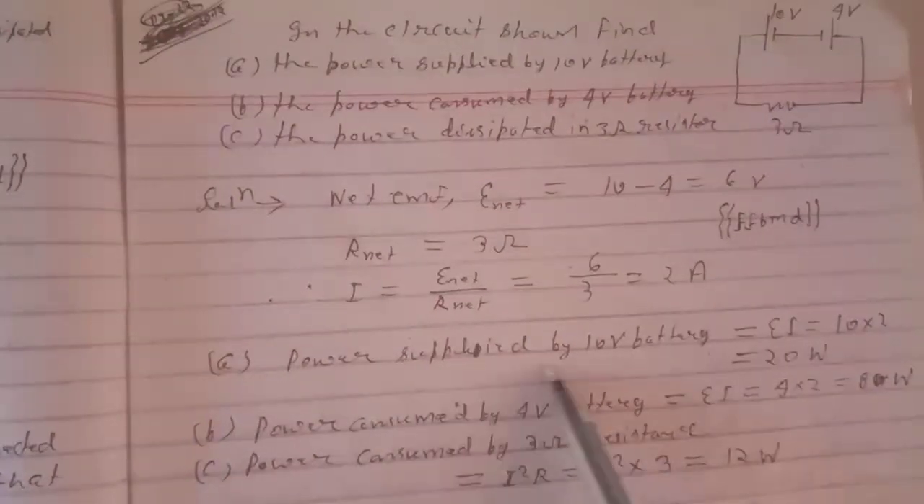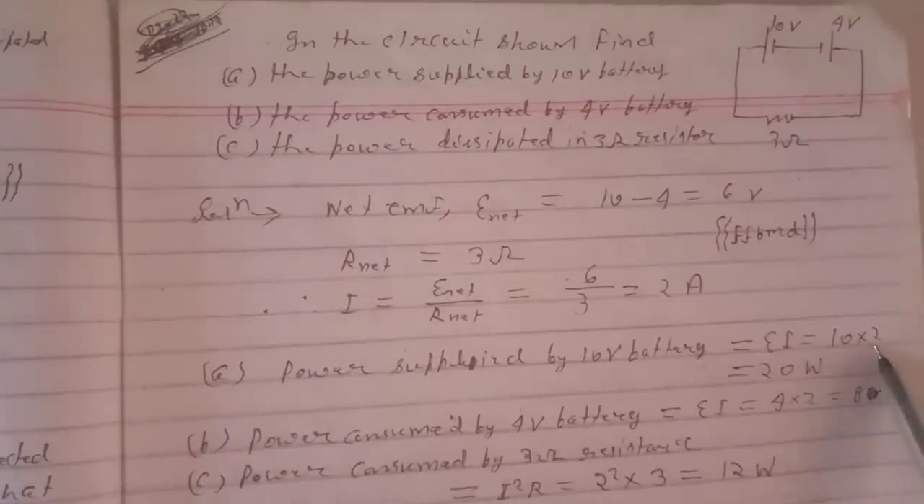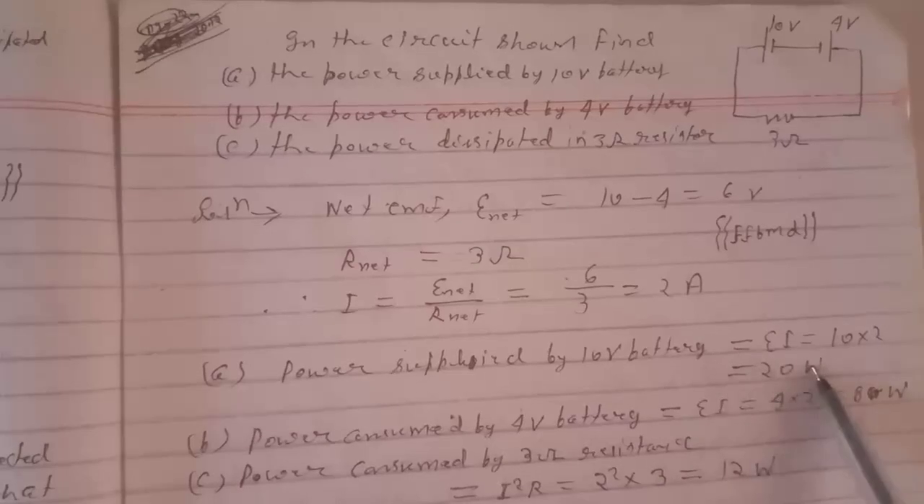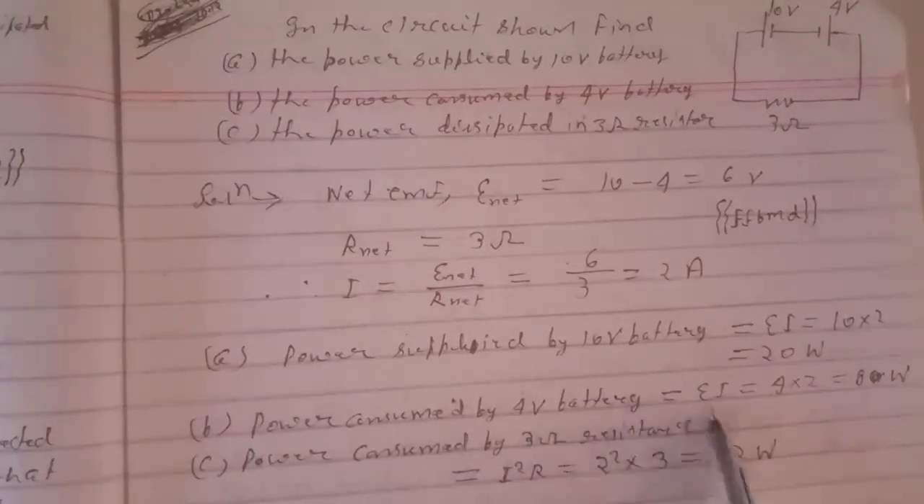A: power supplied by the 10 volt battery is EI, that is 10 into the value of I, 2, equal to 20 watt. The power consumed by the 4 volt battery will be EI, where E is the EMF of the second cell, or 4 into 2, that is 8 watt. Hence power consumed by the 3 ohm resistance equals I squared R, or 2 squared into 3, equal to 12 watt.